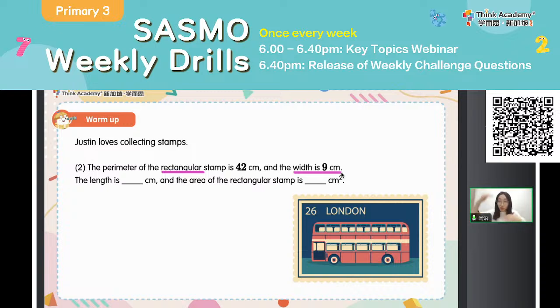Then for the second one, the perimeter of the rectangular stamp is 42 centimeter and the width is 9 centimeter. Pay attention, the shorter side is 9. And then what about the length and what about the area? Again, have a try. What is it?